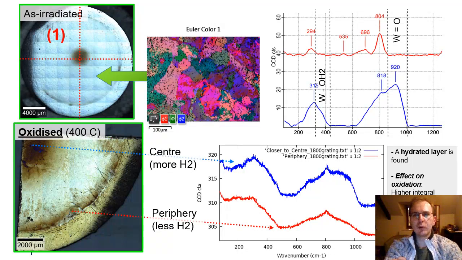And it was quite evident that the central region featured a very pronounced peak at about 850 to 1000 inverse centimeters, which corresponds to the terminating double tungsten oxygen chemical bond, which is characteristic of the hydrated layer, which was suspected to form due to the deuterium exposure.